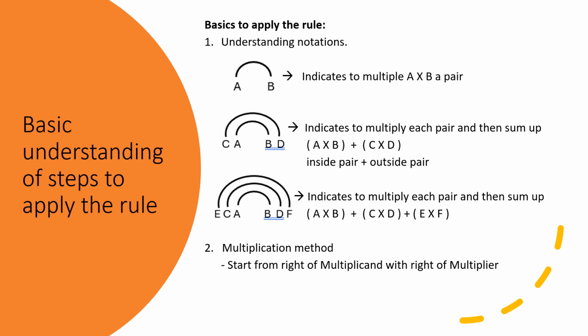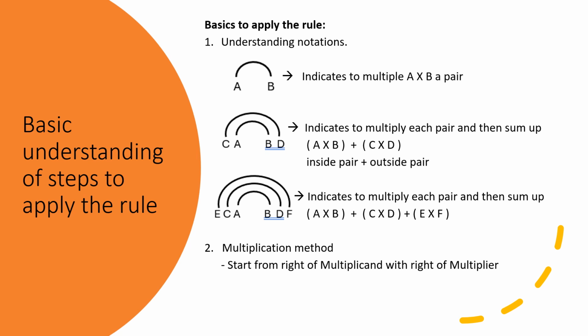So here in this slide I mentioned three notations, each showing a pair or a set of pairs. In the first example, A and B form a pair, and it indicates that you have to multiply A into B. In the second one there are two pairs, AB and CD. When we see an arc like this, you have to multiply A into B plus C into D. So each pair you have to multiply and then sum up.